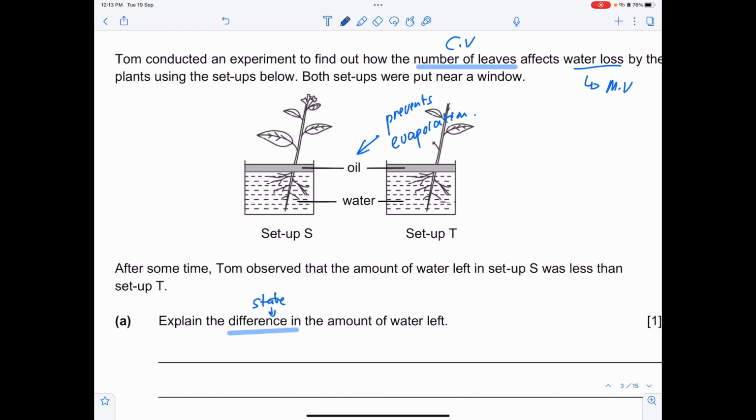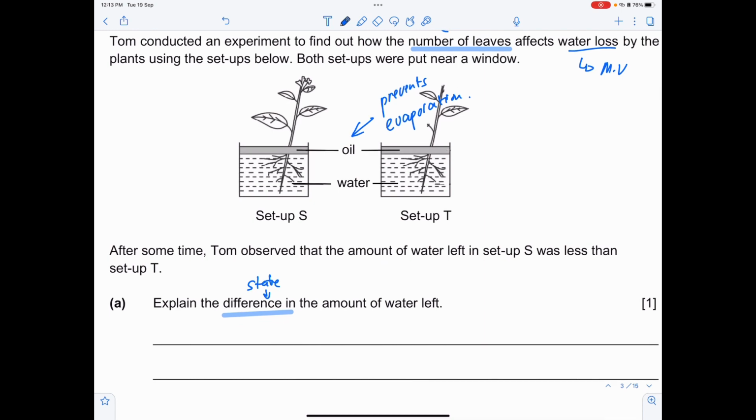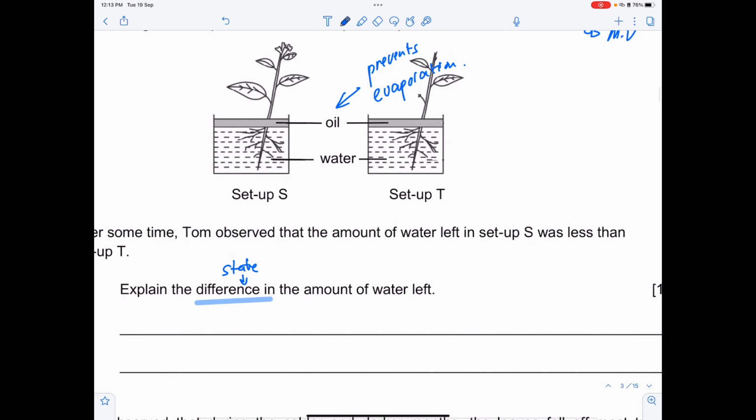Okay, so how would the answer look? You want to say that S will have more or less water left, correct? Set up S has less water left. Then you explain why. As the plant in S, it is okay not to say "set up" again, that's fine. Save time during exam.